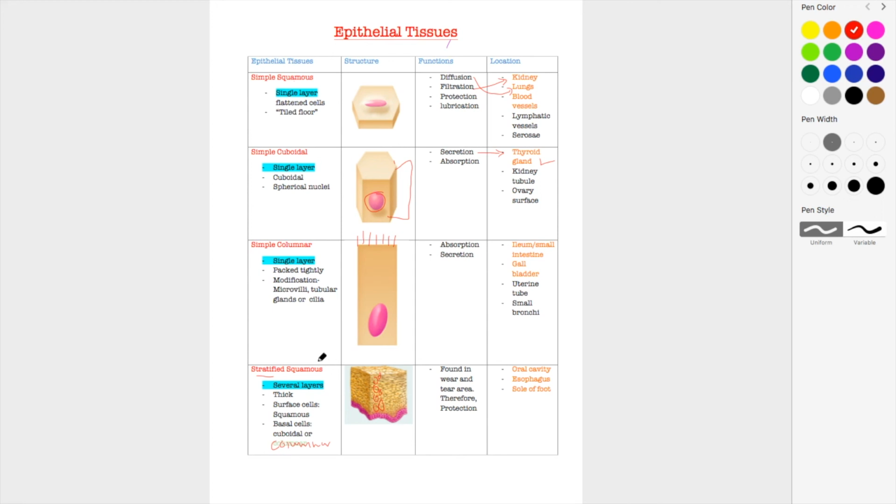Another is stratified squamous. Stratified means many layers. If you see many layers, that is stratified. Forget about the other things, it's stratified. The shape of the cells may vary depending upon the surface cells and the basal cells. They are usually found in areas like the oral cavity, esophagus, and sole of the foot. These are the things you definitely need to know.